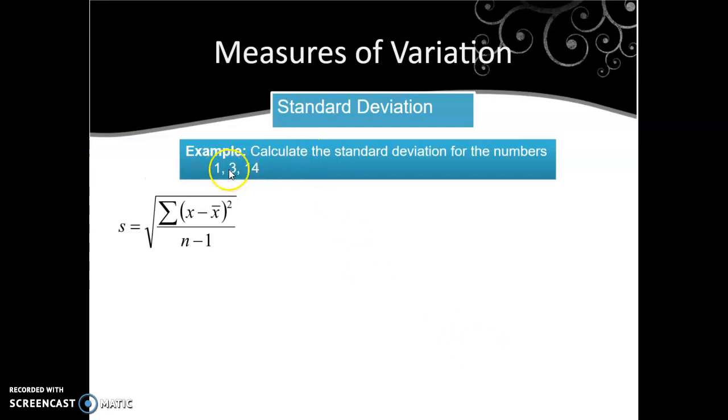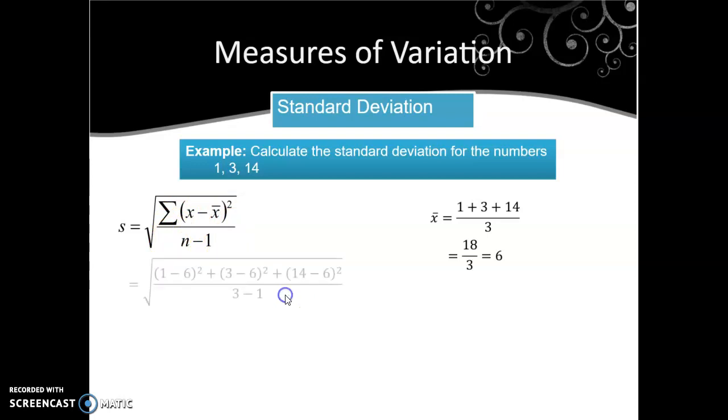So let's try this. Let's just do it with 3 data points. Calculate the standard deviation for the numbers 1, 3, and 14. The first thing that we need to find is the mean. So the mean of the numbers 1, 3, and 14, add them together and divide by 3, gives us 6. So to calculate the standard deviation, we're going to take 1, our first data point, minus 6, square it. And then we're finding the sum of all these. The second data point is 3, so 3 minus 6, square that. And then add to that the last data point, 14 minus 6, and square that. And then divide by the total number of data points minus 1.